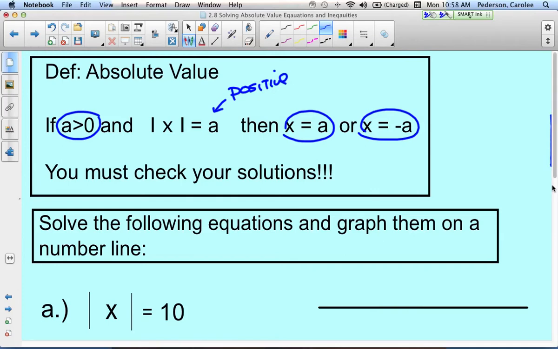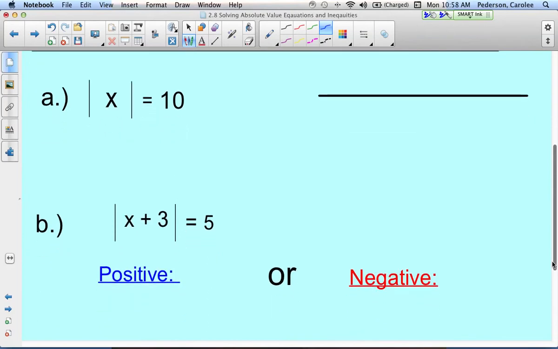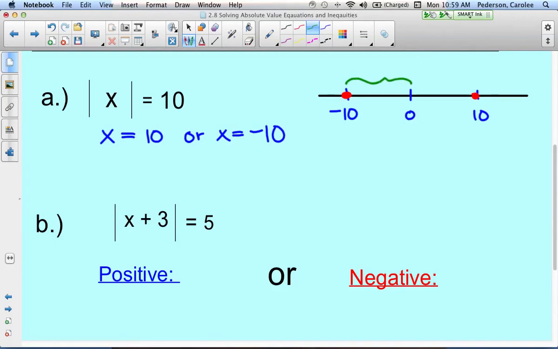So here's an example of the absolute value of x equals 10. What that means then is x equals 10 or x could equal -10. So on our number line, I'll just put 0 in the middle, and then I have 10 on the right and -10 on the left. There's two solutions, -10 and 10. Remember, the distance from 0 is 10 units.